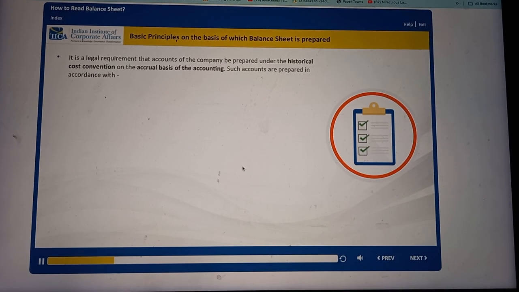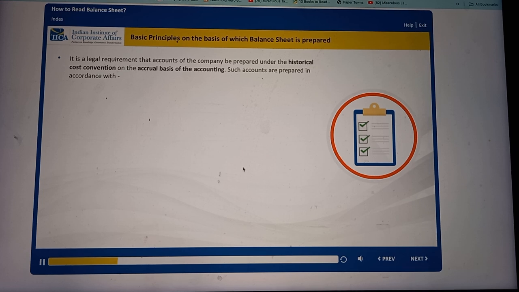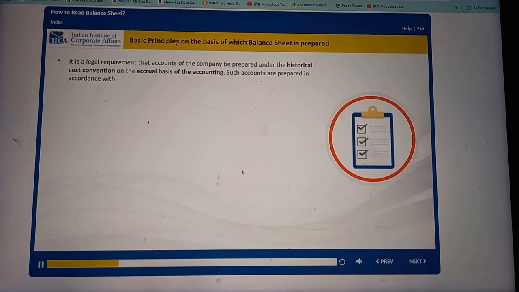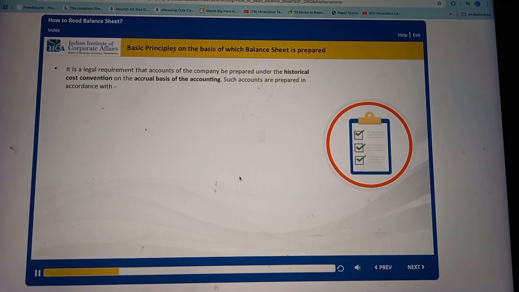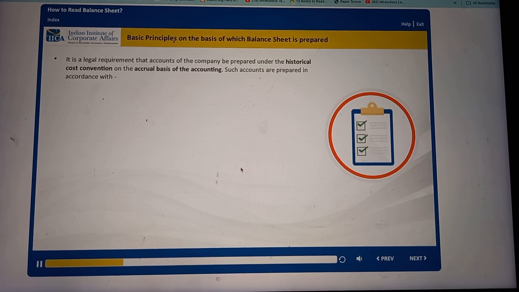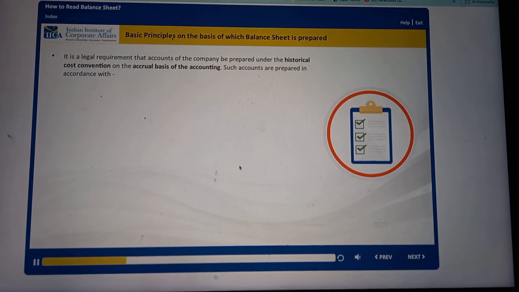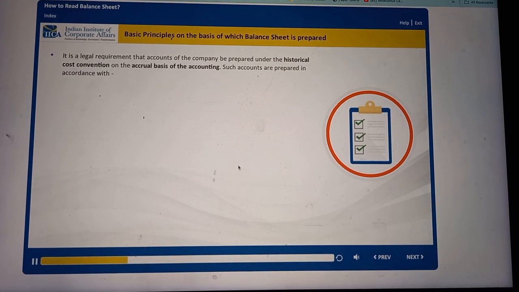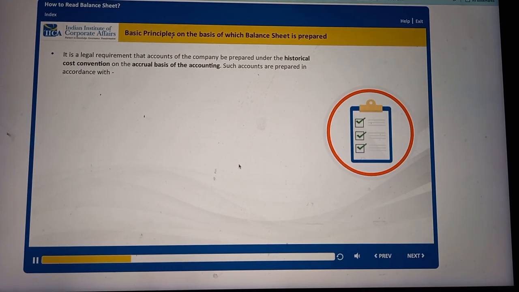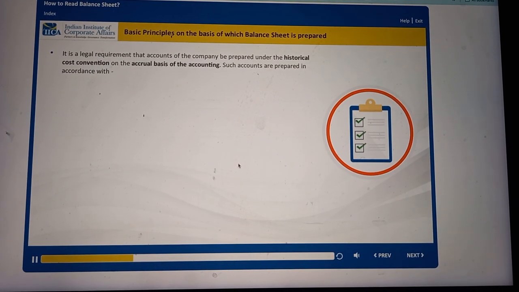There are two methods of accounting. One is the cash method of accounting and the other is the accrual basis of accounting. Cash basis of accounting is not applicable in the case of a company. The Companies Act has a mandatory requirement that every company has to prepare its books of accounts and balance them on the basis of accrual basis of accounting.